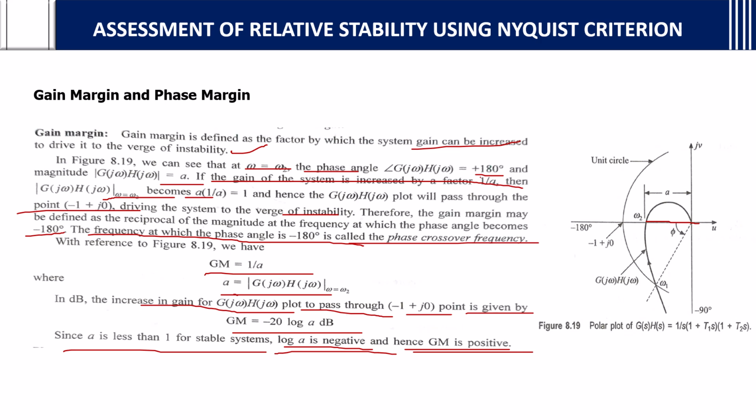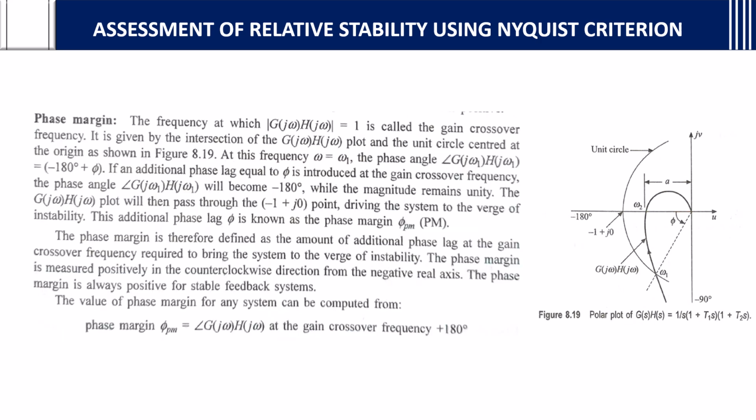Phase margin. The frequency at which the magnitude of G(j omega) H(j omega) equals 1 is called the gain crossover frequency. It is given by the intersection of the G(j omega) plot and the unit circle centered at the origin, as shown in the figure. At frequency omega equals omega 1, the phase angle is minus 180 degrees plus phi.